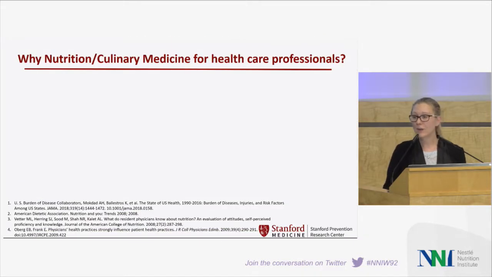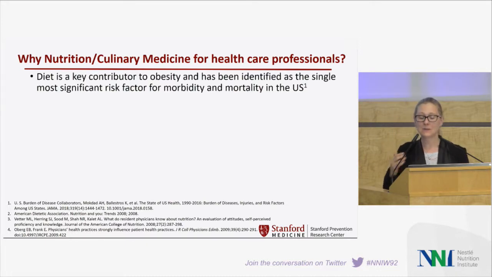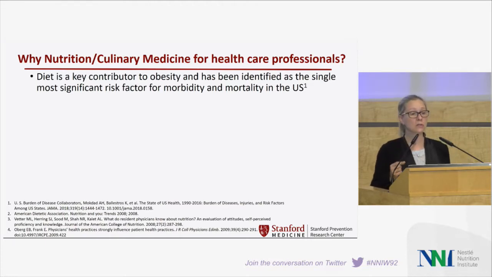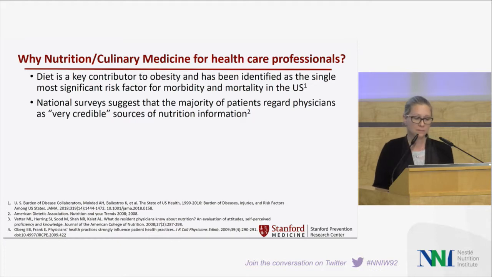All right, and I feel that Martin possibly already listed most of these things on the slide, so I'll go through them quickly, but the reason that it is important for physicians to learn not just nutrition, but also culinary medicine, is that diet is a key contributor to obesity and has been identified as the single most important risk factor for morbidity and mortality in the US. And I imagine that it's similarly an important risk factor for morbidity and mortality in all of the countries that you're all visiting from or listening from.